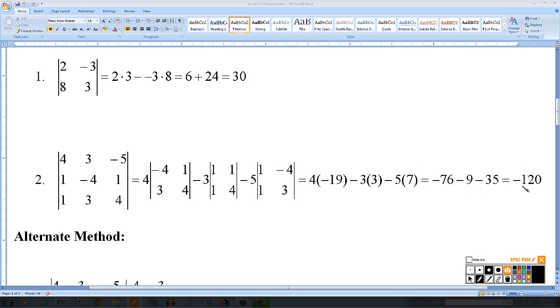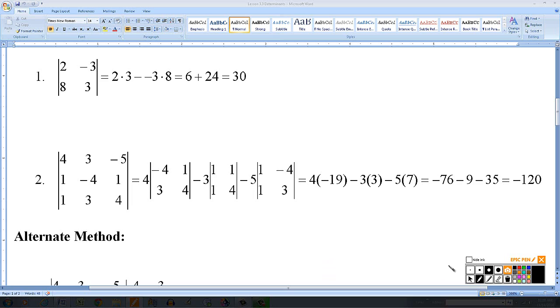So there's, again, like I said, 6 different ways to do it, because you can use any one of the 3 rows, any one of the 3 columns. Now the next method is also another method, an alternate method that you can use for 3 by 3s, and this in general only works for the 3 by 3, so keep that in mind.